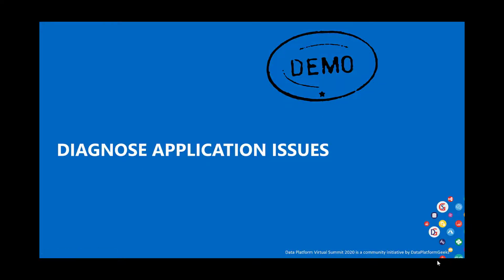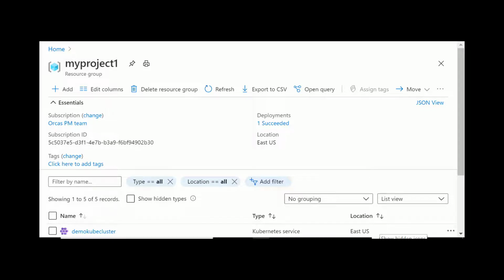We're at the last demo, and I'm going to show you how you can diagnose any application issues, and what tools are available to you through AKS and Azure Database for MySQL and PostgreSQL. Let's take a look at what's available on AKS if you want to diagnose any application issues that you might be experiencing. Let's go to the Azure portal.